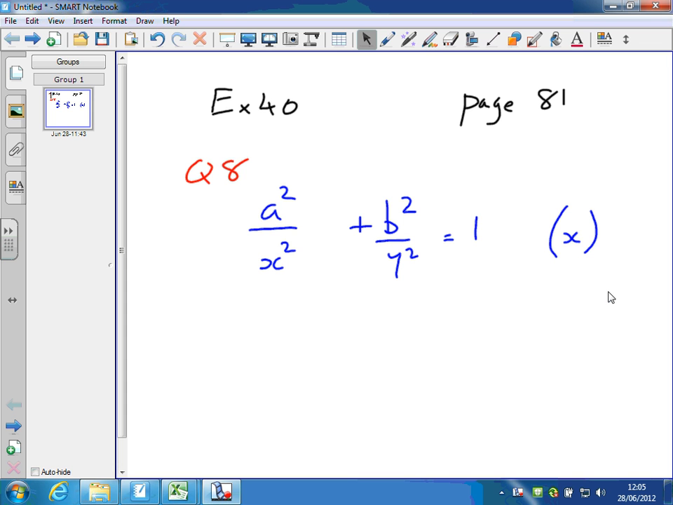And then I'll leave you the extension question, which is to rearrange this function for y and then rearrange it for a. So let's have a go at the question.